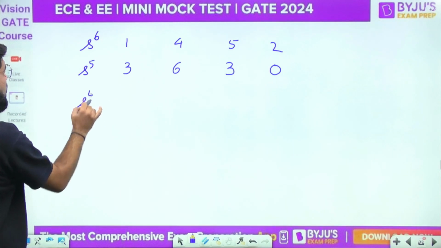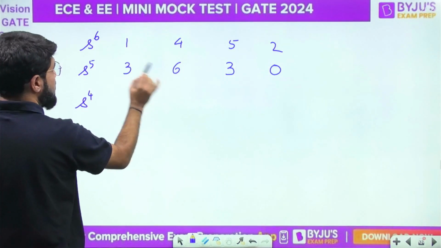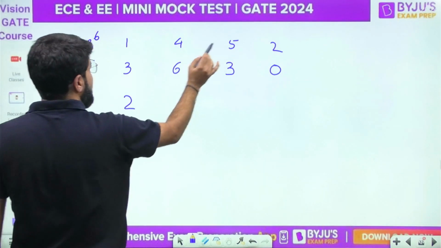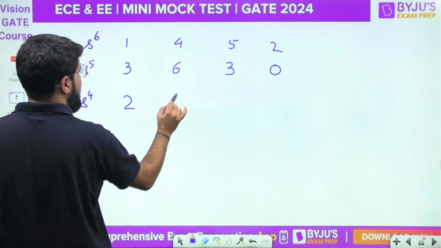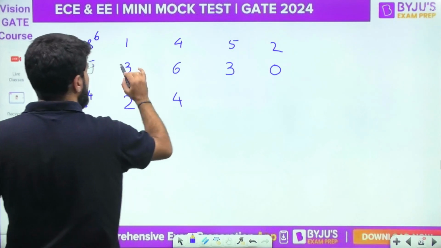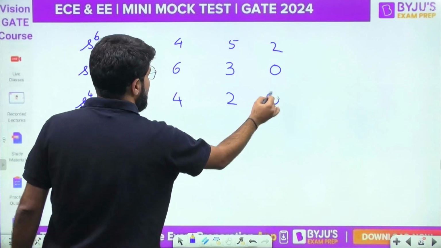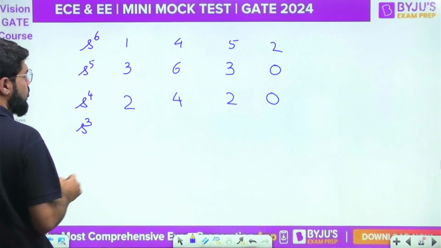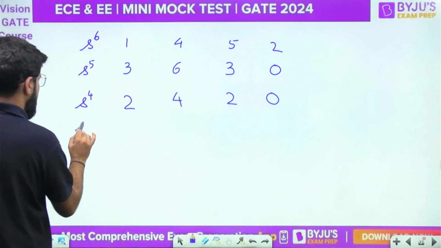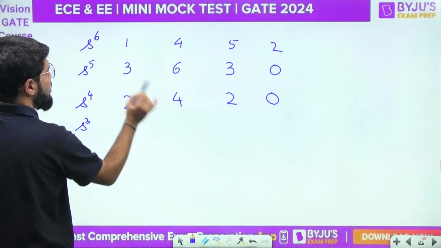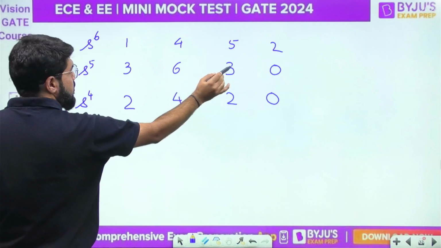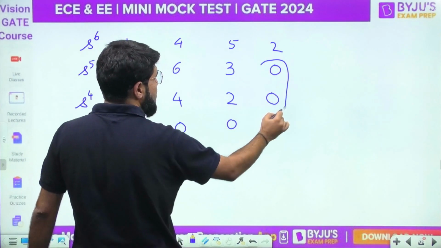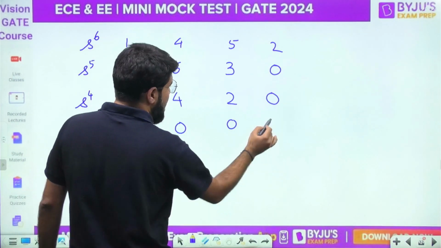S power 4: 12 minus 6, that is 6, 6 by 3, 2. 15 minus 3, 12 by 3, 4. 3 into 2 divided by 3, that is 2. The last element is always 0. Then we come to the S cube row: 12 minus 12, 0. 2 3s are 6 minus 3 twos are 6, 0. This will anyway be 0 because the next column is 0, and the last element is always 0.